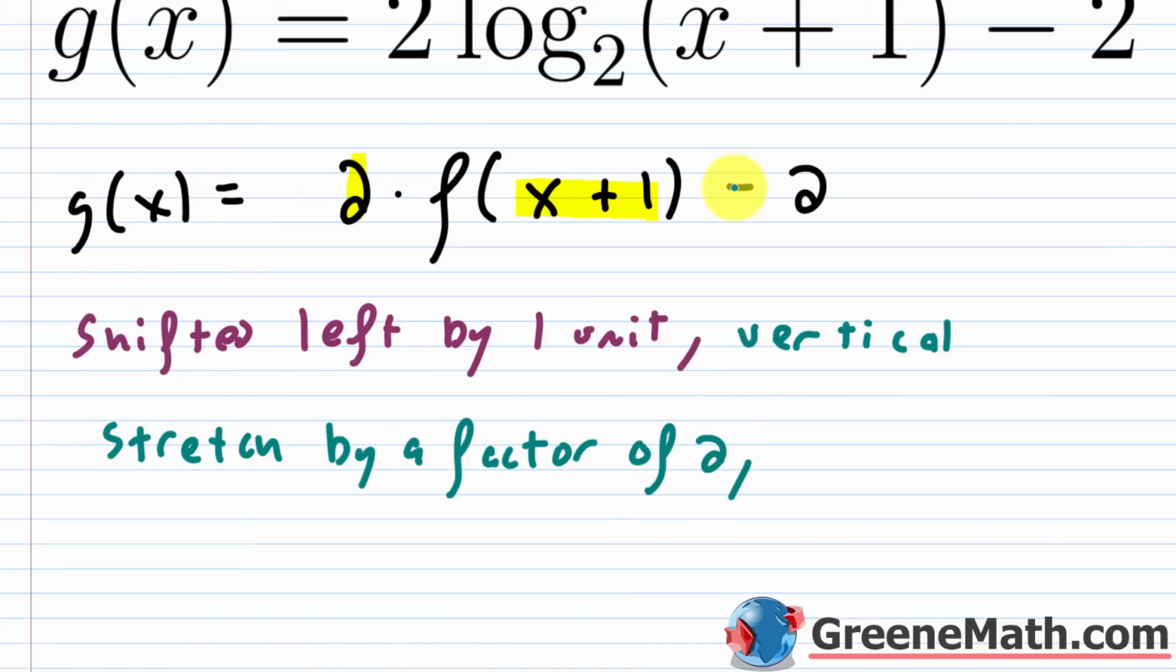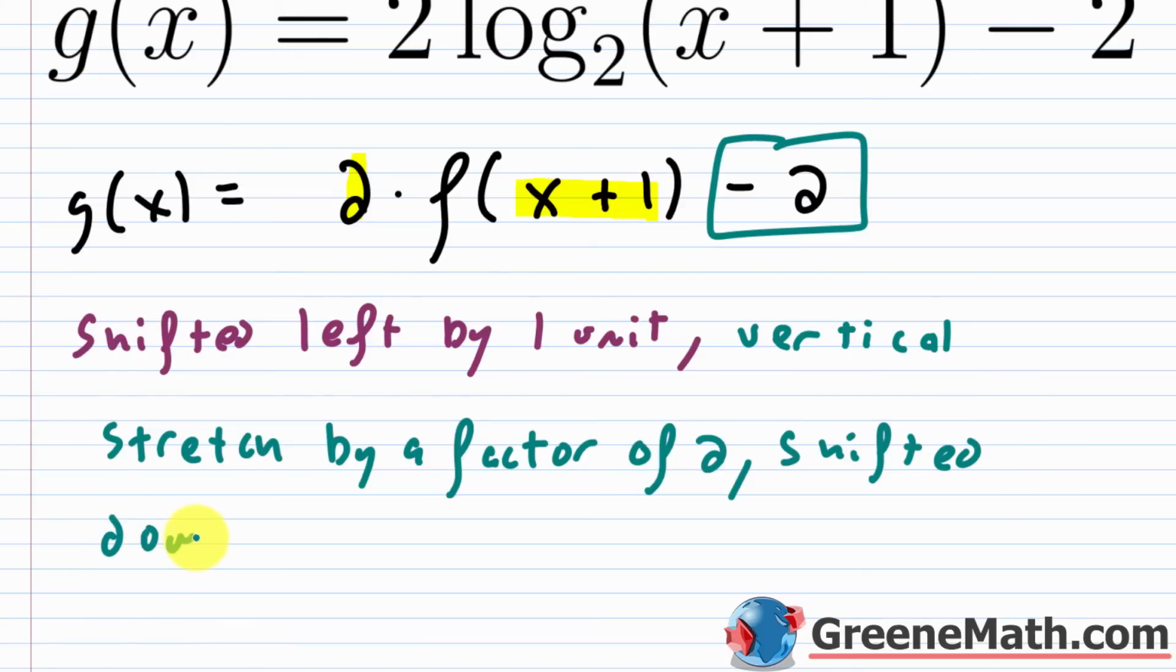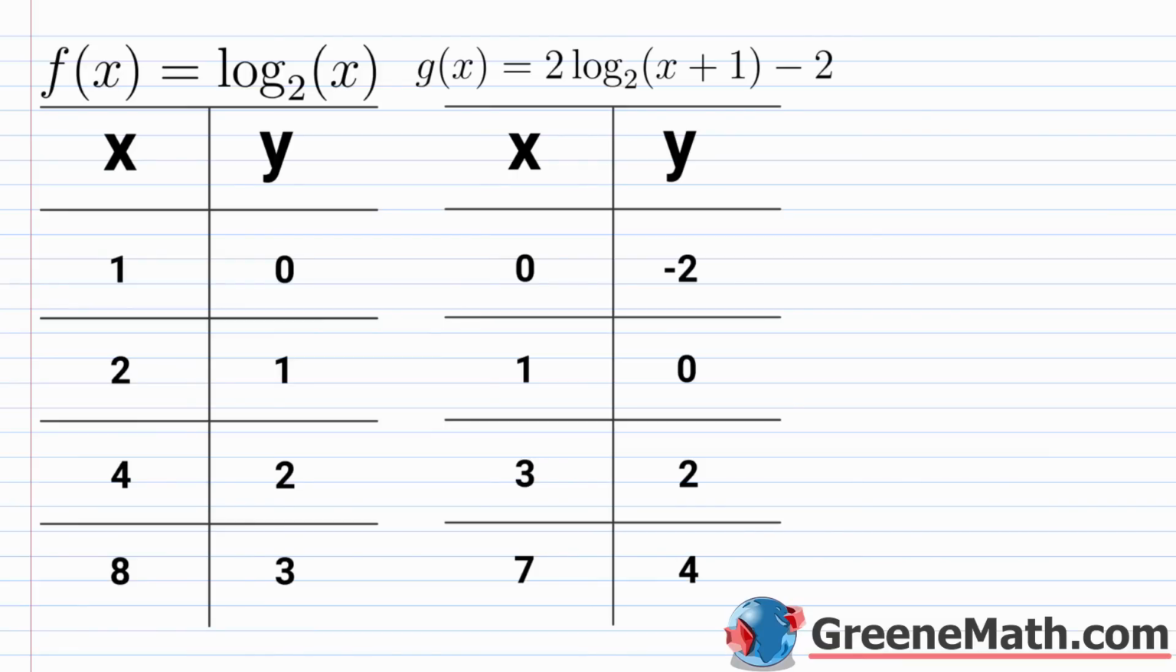Then the last thing here is we're going to shift down by 2 units. That's what this minus 2 is going to do. So I'm going to put shifted down by 2 units. So again, you can make yourself a little table for each one.